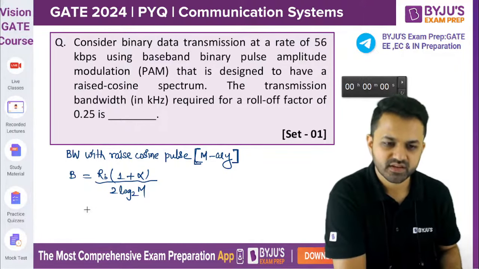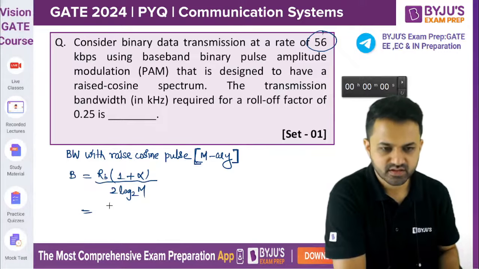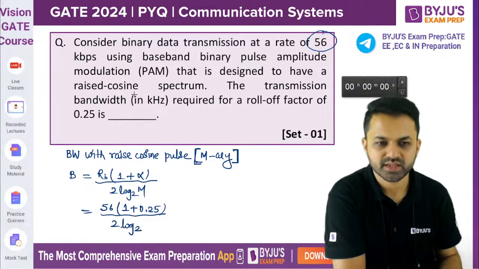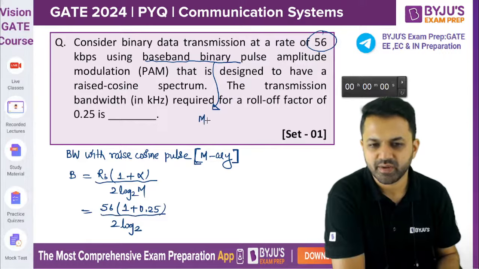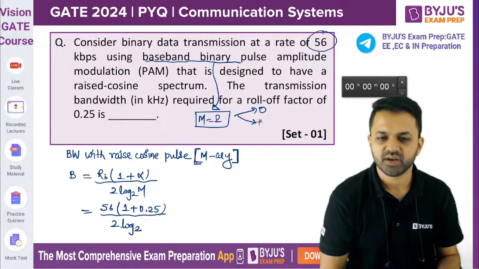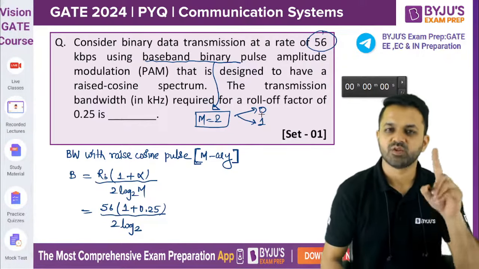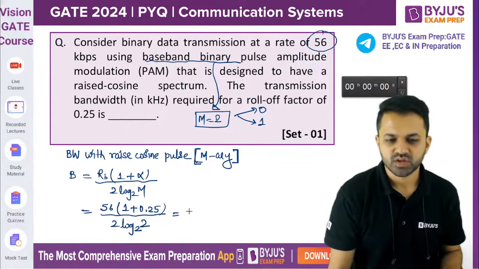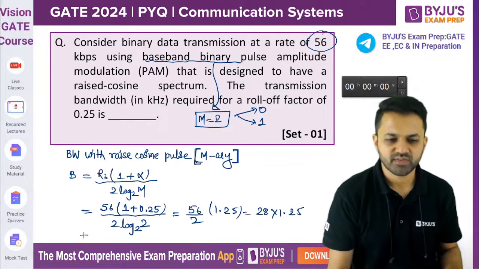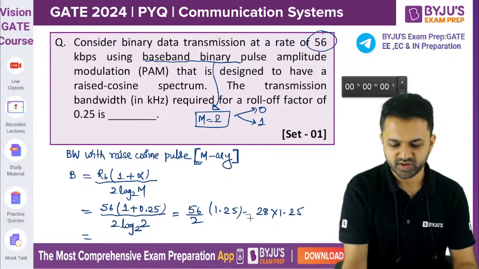We wanted the bandwidth. Bit rate is given as 56, and 1 plus 0.25, divided by 2 log base 2 M. M is here, you are saying baseband binary pulse. Because you are generating the binary pulse, M equals 2, because binary means you will take 0 bit and 1 bit. To represent the 0 and 1 we need only 2 levels. So here M is 2. That's why it is 56 upon 2, into 1.25. That means 28 into 1.25. So that will be your bandwidth.